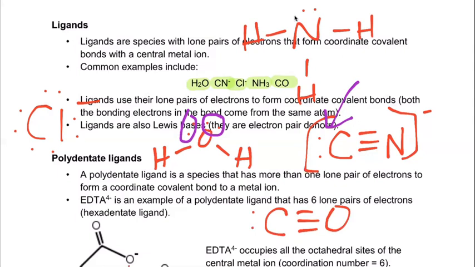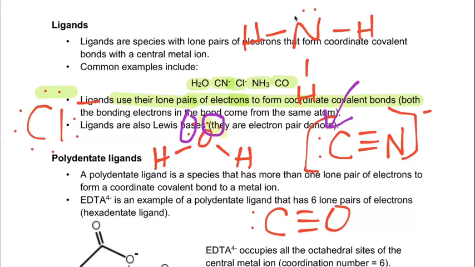Okay. So what all of these things have in common is when we draw out their Lewis dot structures, I can see that all of them have these lone pairs of electrons that they could use to bond to something. And so that's what makes something able to be a ligand, because they use their lone pairs of electrons to form the coordinate covalent bonds. So like, for example, chlorine could use this pair and it could bond to a central metal ion and create a coordinate covalent bond. Okay.